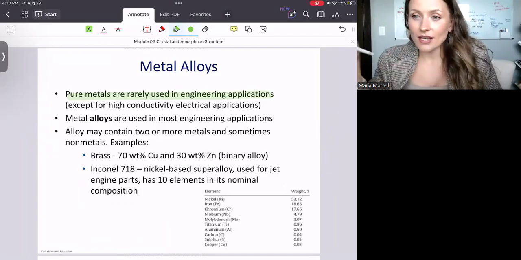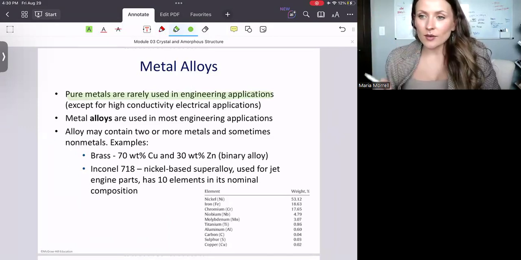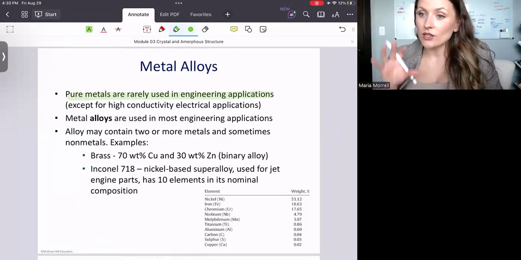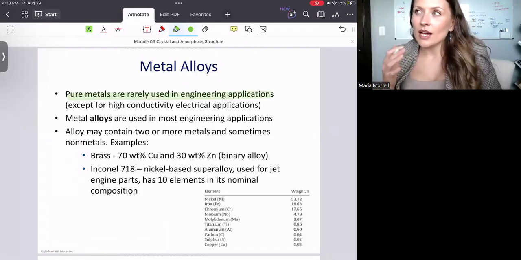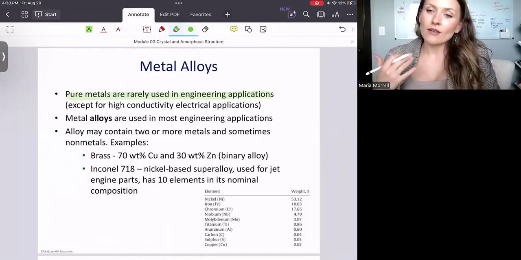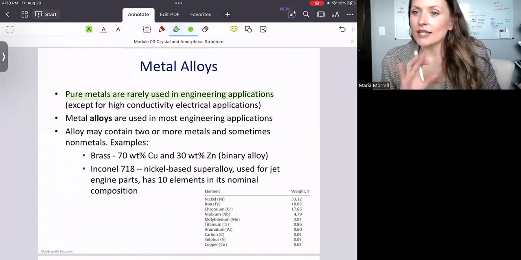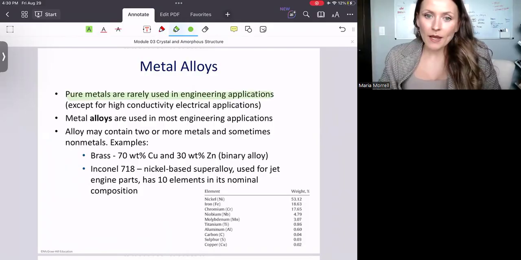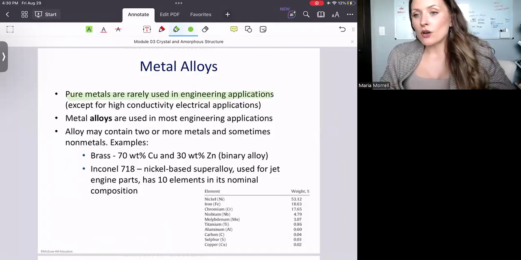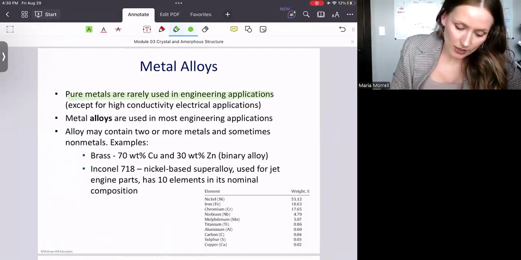If I am to pass the electricity, I don't want any defects in there. And whenever you introduce different elements together, you already know that the radius is different. So, of course, having an alloy will impede the electron flow. You don't want to have electricity passed through a perfect, ideal, pure metal, right? But typically for engineering applications, we use metal alloys.